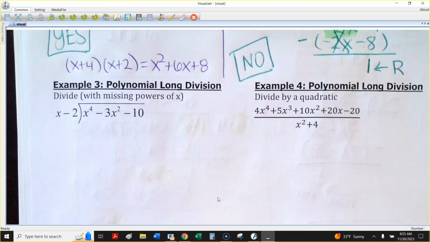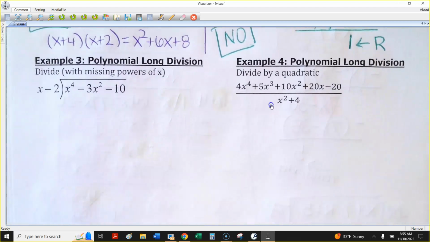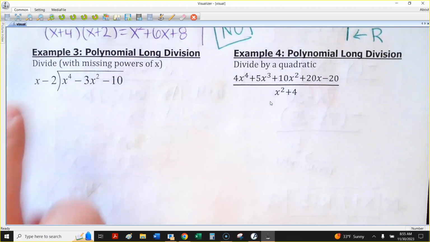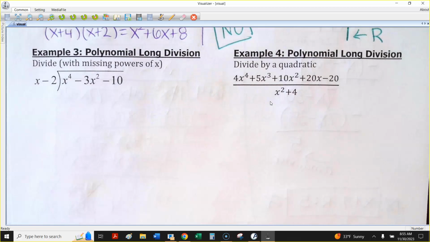These are both kind of just weird things that might happen, for these last 2 examples. So example 3, this says divide, but I have missing powers of x. If you look at this problem underneath here, I've got x to the 4th, but then there's no term that has an x to the 3rd. And then I got an x squared, but then I have no term that has an x. And then I have a plain number, my constant is negative 10 there. So just to take care of that, what I would recommend if you get a problem like this where you're missing a power of x is to add in 0 with whatever x I'm missing.